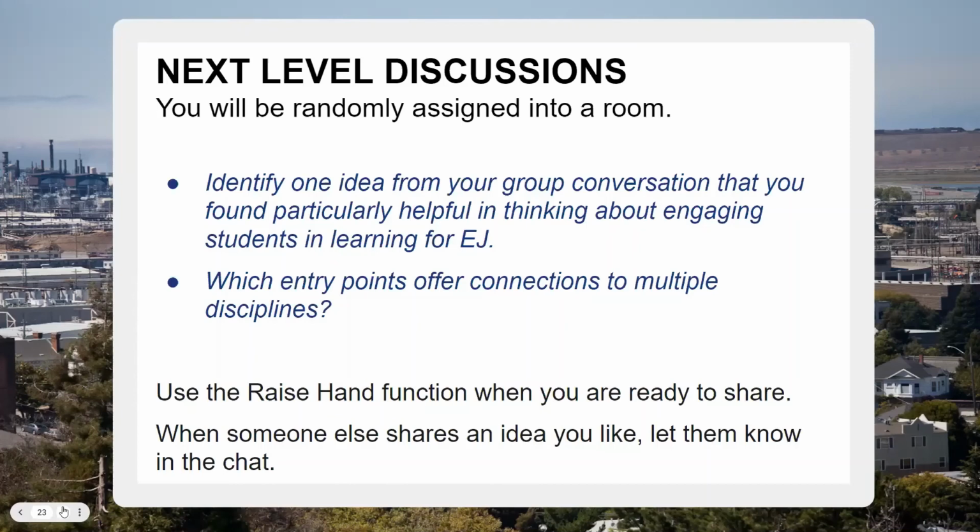So what we're going to do now is ask you to level up the discussion. We're going to randomly assign people into rooms and then ask you to identify one idea from your first conversation that you found particularly helpful in thinking about engaging students in learning for environmental justice. And then maybe, if you have a thought on this, specifically which entry points offer connections to multiple disciplines.